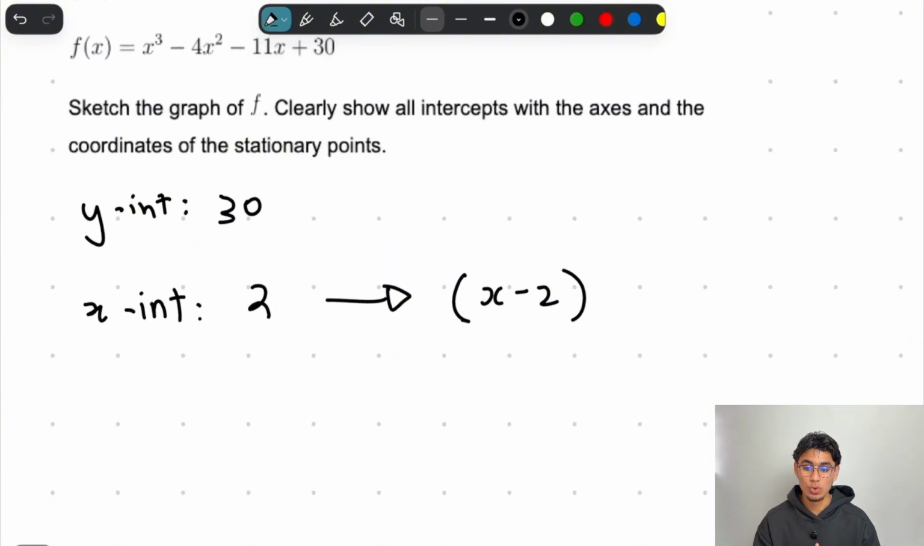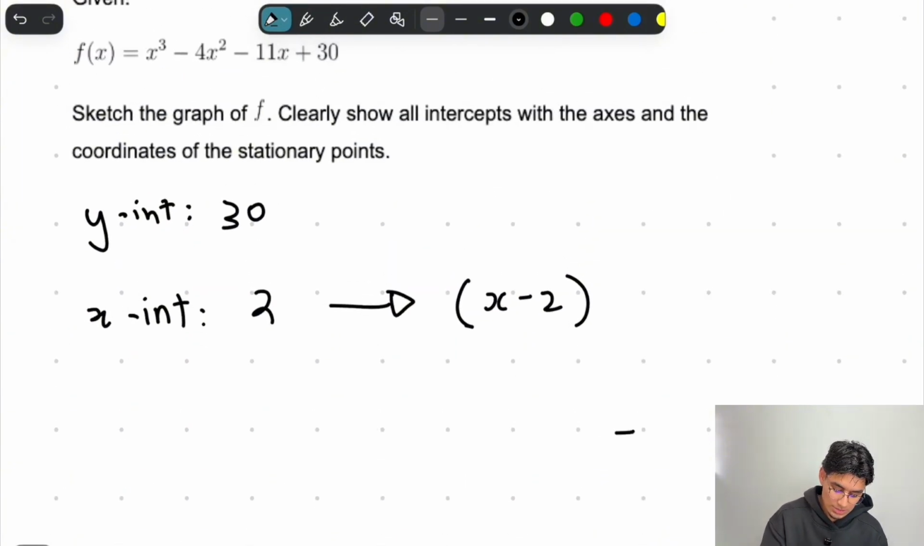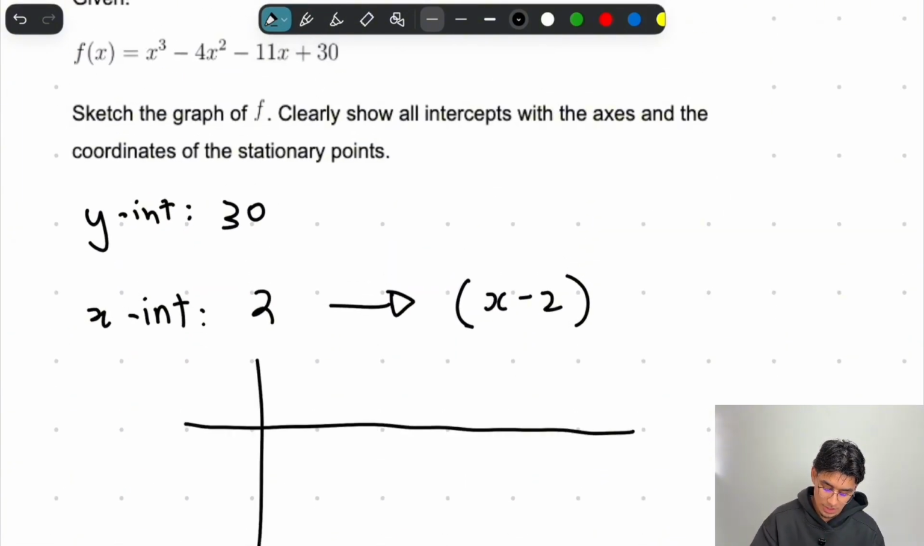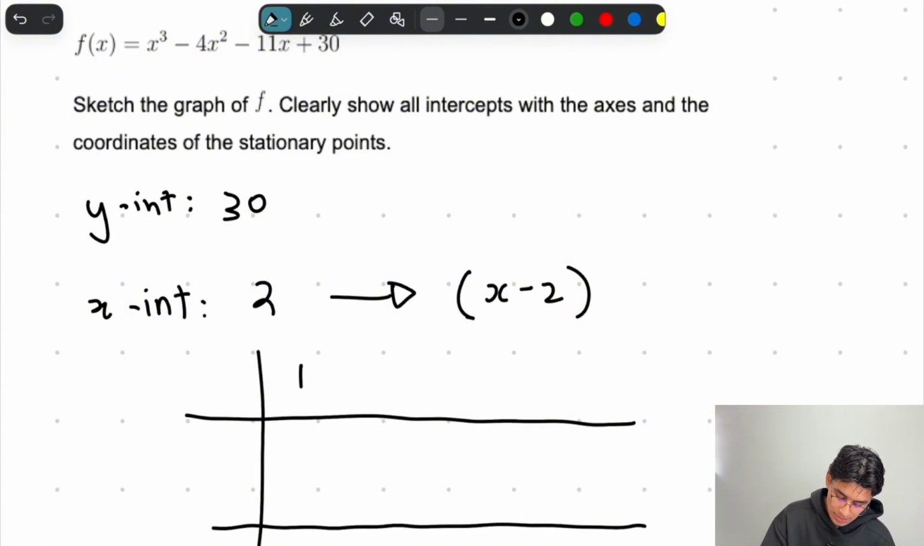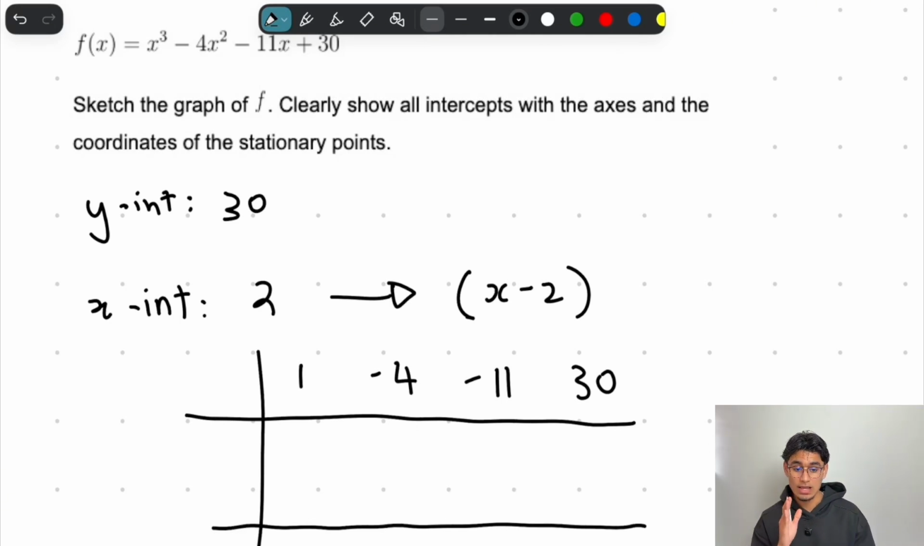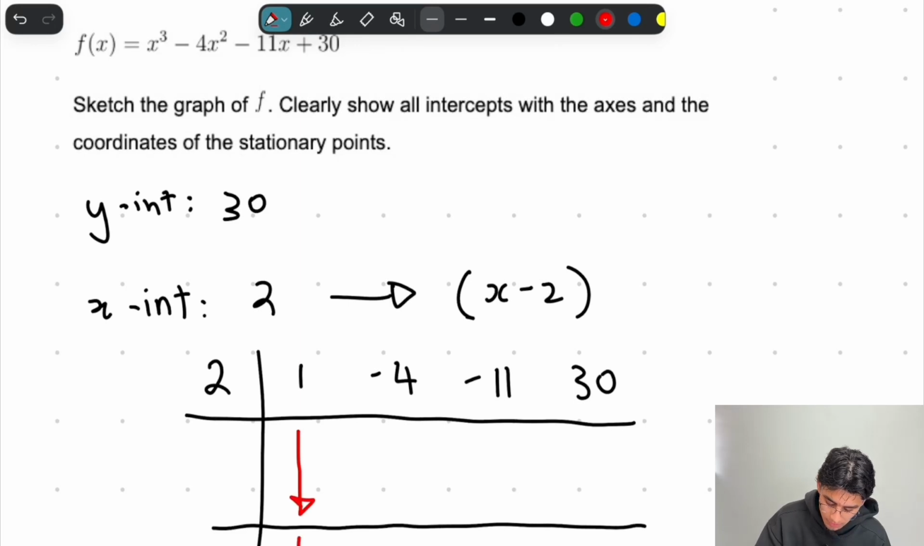So what you're going to do with this information is draw a table like this. In this table, you're going to write the coefficients and the constant. So the coefficient of x to the power 3 is 1, then it's minus 4, then it's minus 11, then it's 30. Then the next thing you're going to do is write the root in this corner over here, the 2. So now we're going to take this one value and drop it all the way down over here.